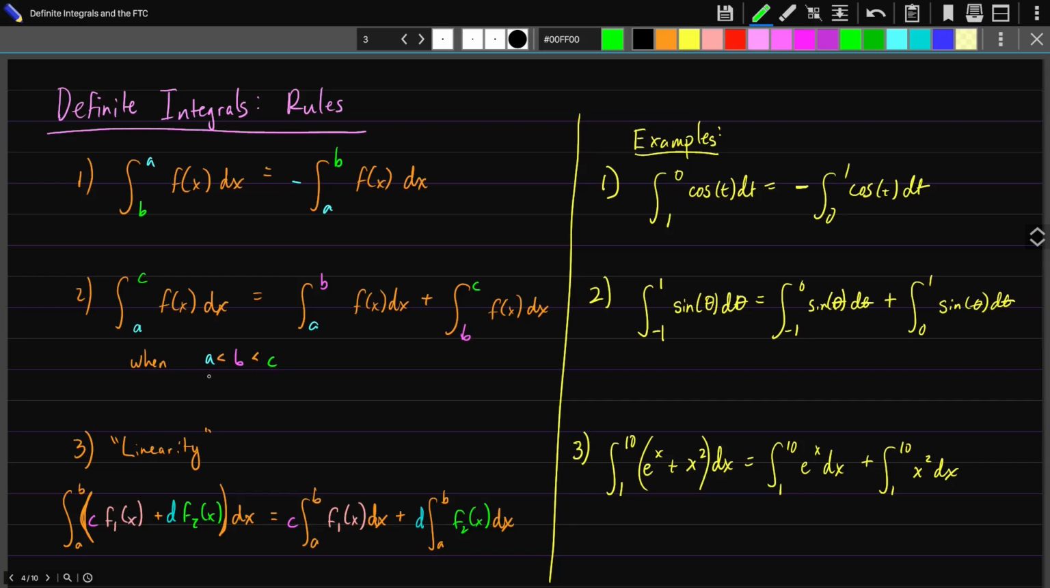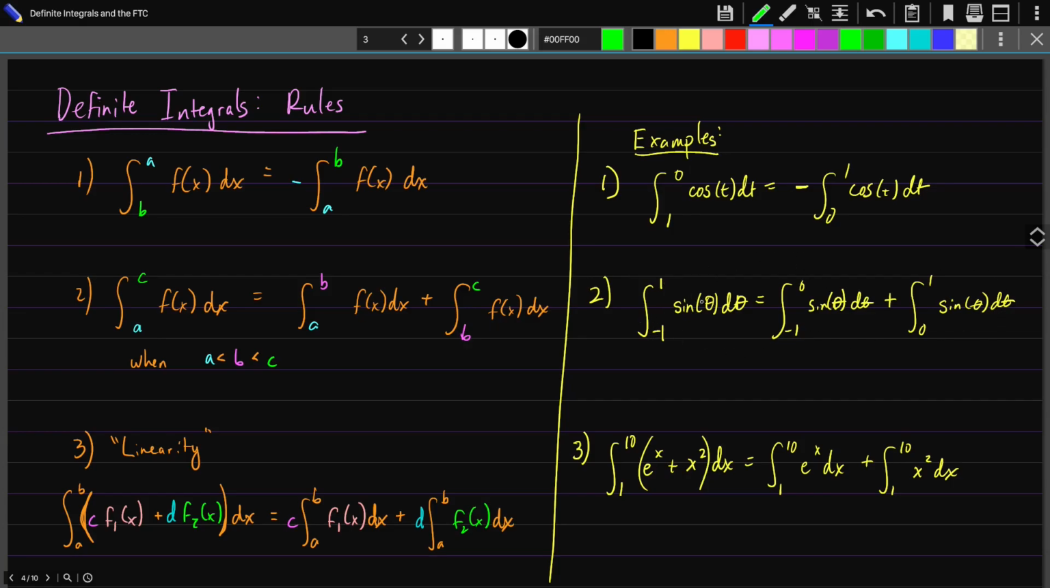The second good rule for dealing with integrals is when you've got three numbers, a, b, and c, that are in order, and you've got an integral from a to c, you can actually split that up into two different integrals, one from a to b and the other one from b to c. And the same thing works in reverse. If you have an integral from a to b and you're adding it to an integral from b to c, you could combine that into just one integral and save yourself a little bit of work. So here's an example where we might want to do that.